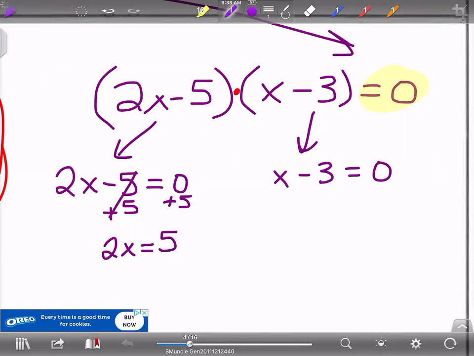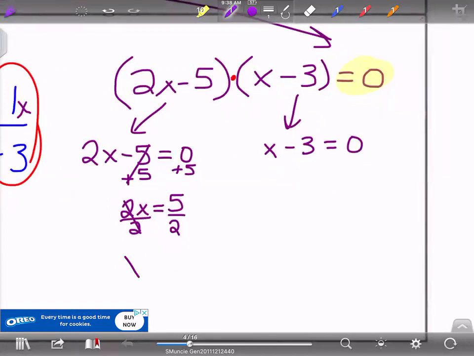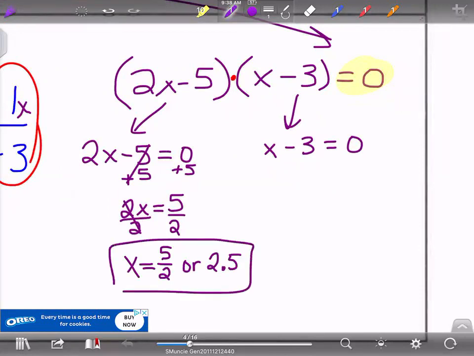2 is being multiplied by x, so I'm going to divide by 2. So I would have x equals 5 over 2, or 2.5 if you want to convert it to a decimal. You do not by any means have to write both answers. I'm just writing both answers so you know both of those answers are acceptable. So just one of them is good enough. You don't have to have them both.